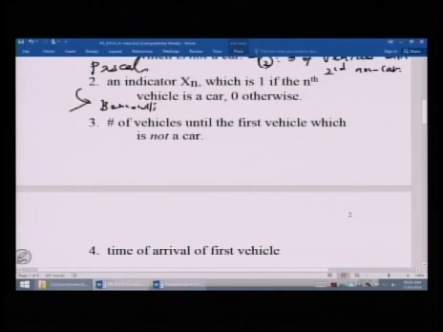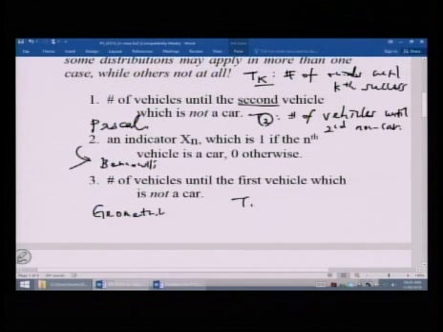How about number 3 then? Number of vehicles until the first vehicle which is not a car. This is very similar to number 1, right? It's talking about the number of vehicles until the first non-car. So what is this? Geometric, right? This time we are talking about T sub 1. Previously in number 1 it was T sub 2. Right now we are talking about T sub 1, the number of vehicles until the first non-car. So this has got to be the geometric distribution.